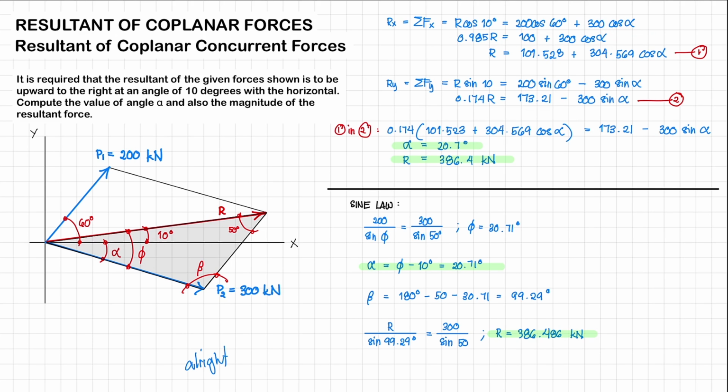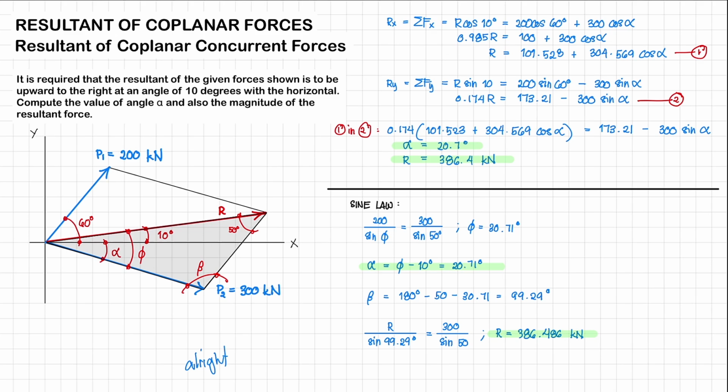All right. So let's simplify this. We get 0.985 times R is equal to 100 plus 300 cosine alpha. Okay. So this is technically the first equation, but we could further simplify this. What I did is I just divided the whole equation by 0.985 so that I could bring out our resultant R.